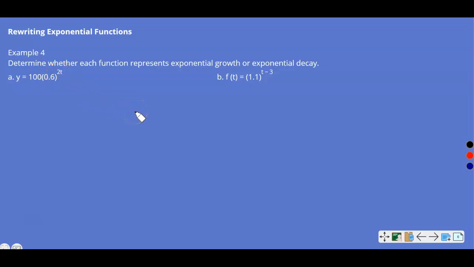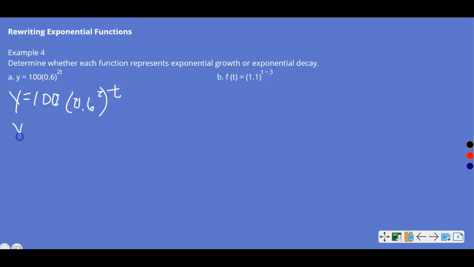So we can rewrite that as 100 times 0.6 squared to the t power. So remember your properties of exponents. The power of a power property says you multiply exponents when you have a power to a power. So we're just working backwards a little bit.